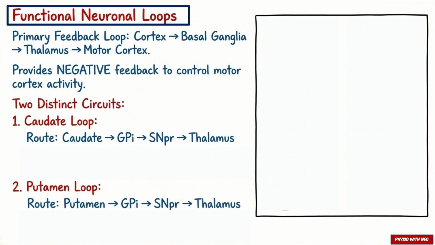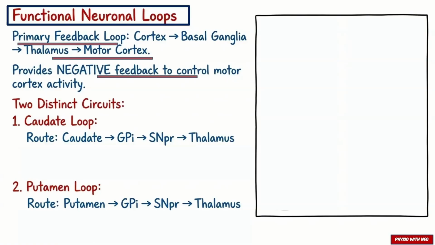Let's see the functional neuronal loops of basal ganglia to execute two important functions. Basically, these are primary feedback loops. That is, the information comes from cortex to the basal ganglia, then to the thalamus and back to the motor cortex. This provides negative feedback to control the motor cortex activity.